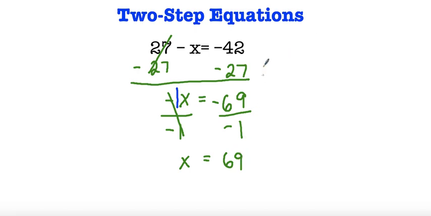So if we wanted to go back and check to see if this is true, we could rewrite it here and substitute for x. So 27 minus 69. And here I have a positive and a negative, so I'm going to subtract. If I subtract those two, I get 42. And I keep the sign of the one with the greatest absolute value, which in this case is 69. So we end up with negative 42, which makes this equation true. So x is equal to 69.